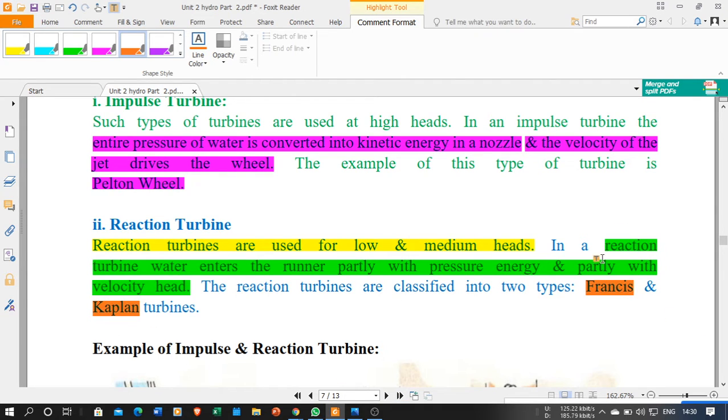Okay, so this Francis turbine and Kaplan turbine do not have buckets. Instead of buckets, what do they have? They have blades, specially designed blades, and runners. They have blades and runners, and in an impulse turbine you have a nozzle and buckets. So these are examples of your reaction turbine and impulse turbine.